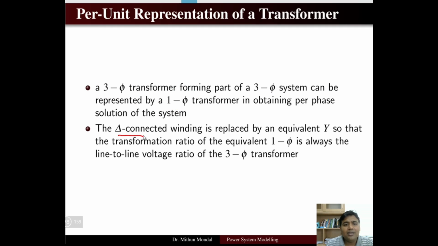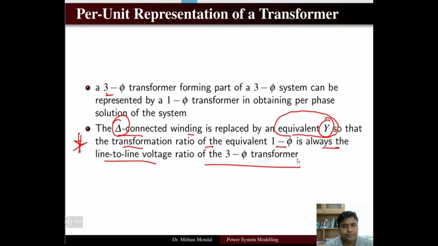The delta connected winding is replaced by an equivalent star. So this is an important point. Whenever you have a three-phase transformer and you want to convert it into single phase, then the delta connected winding has to be converted into star connected, so that the transformation ratio of the equivalent single phase is always the line to line voltage ratio of the three-phase transformer.